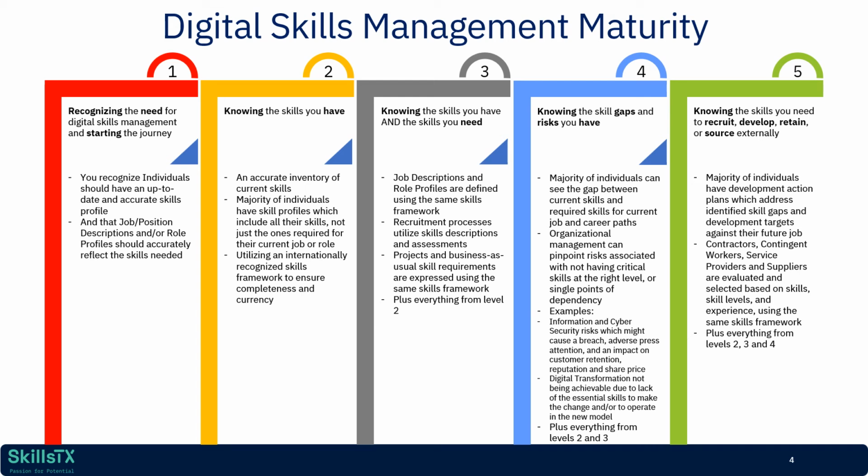At level 5, you're extending that beyond your internal workers, and you can use exactly the same mechanisms for managing your contractors, contingent workers, even your service providers, and comparing suppliers with each other using things such as SFIA rate cards. You can evaluate the skills and competencies and whether they have the right ones to deliver the services that you need. Again, all using that common skills framework, SFIA.